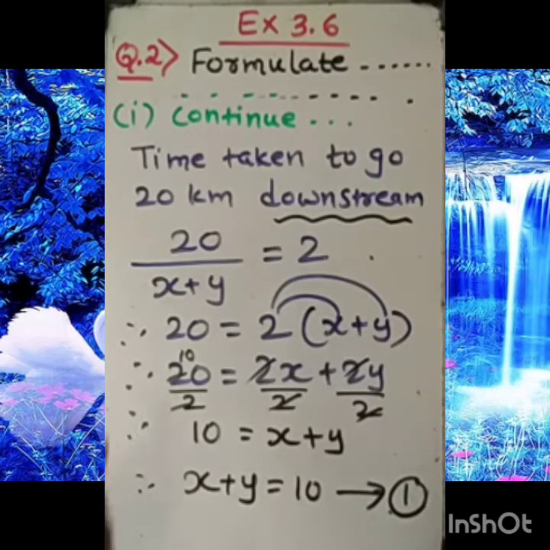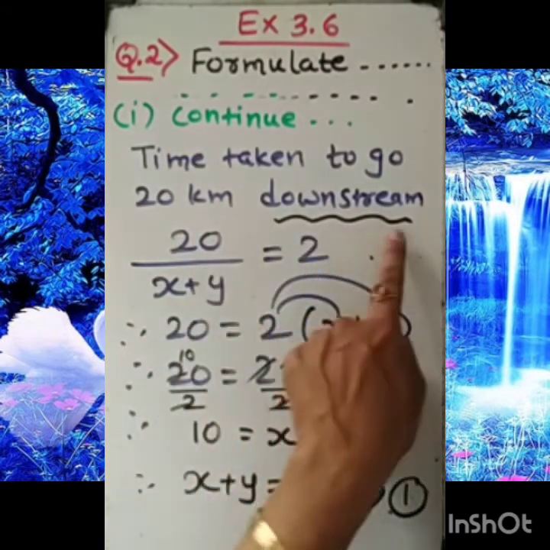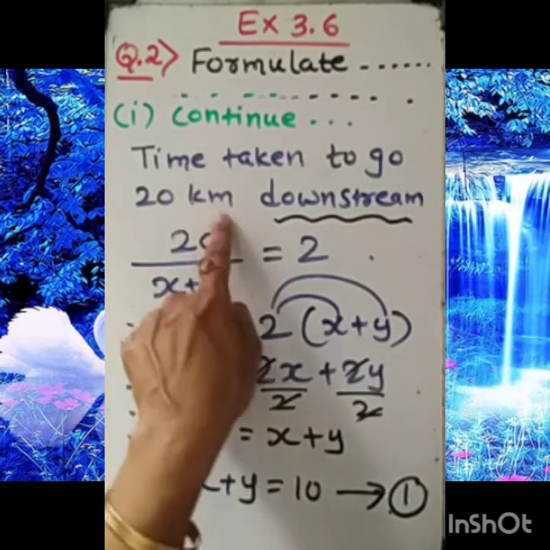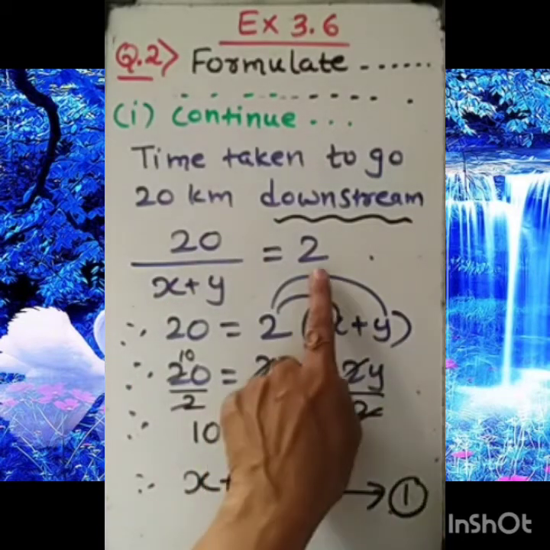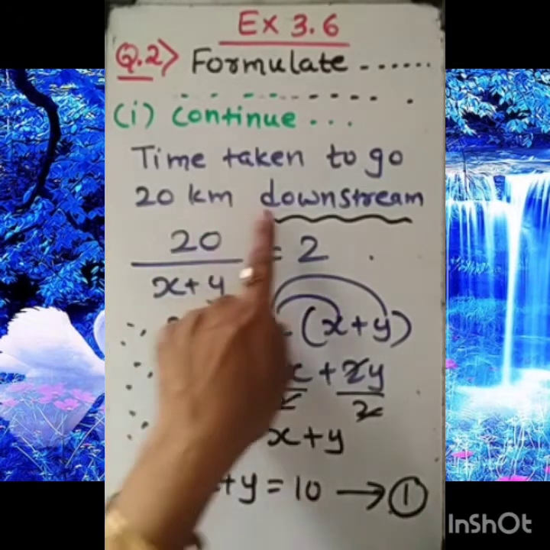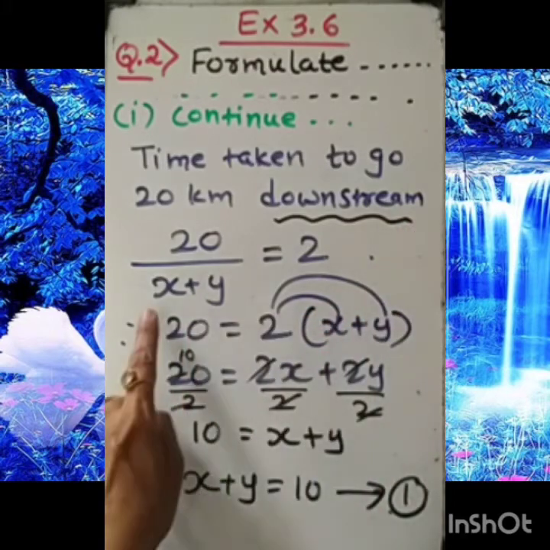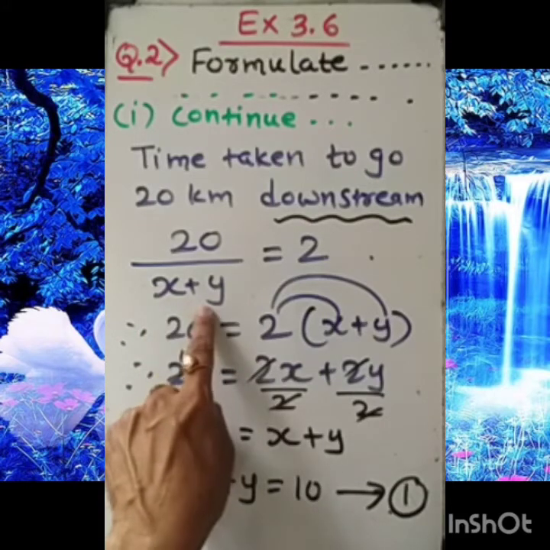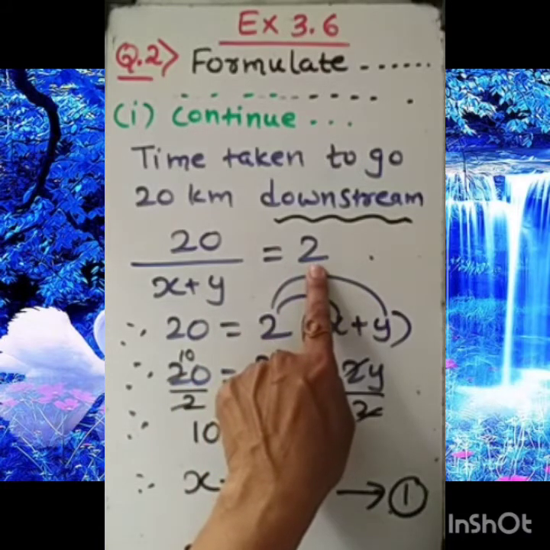As we have studied here, let me explain how we got this. Time taken to go 20 kilometer downstream. Downstream how much? 20 kilometers. So distance is 20 kilometer. As we know that time equals distance upon speed. What is the distance in the first case? 20 kilometer, and it is going downstream. At that time the flow of the current will be added to the speed of the boat. So it is x plus y, as we mentioned in the beginning, and that is equal to 2 hours. That is equal to time.